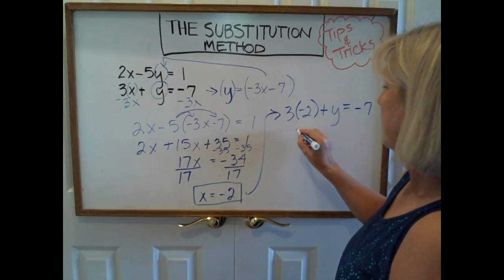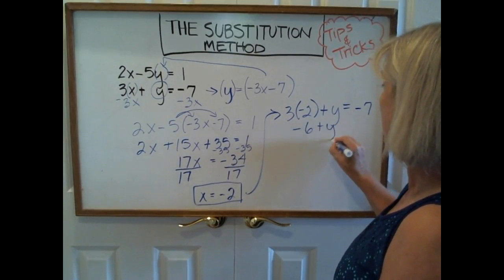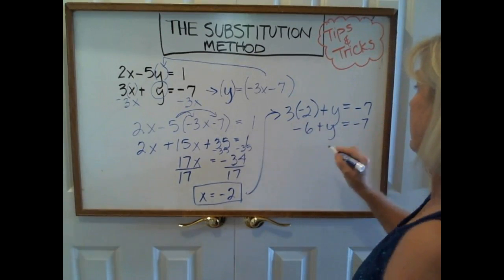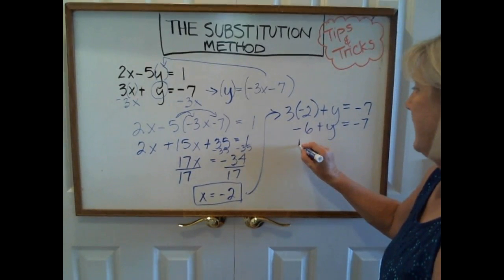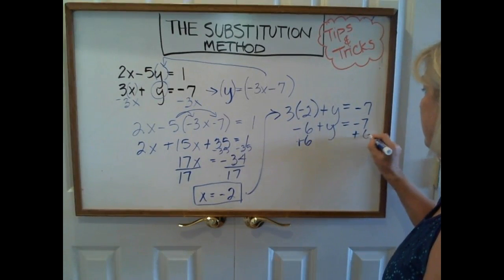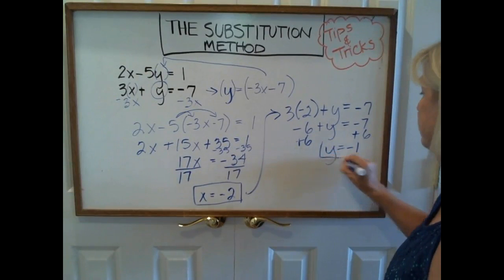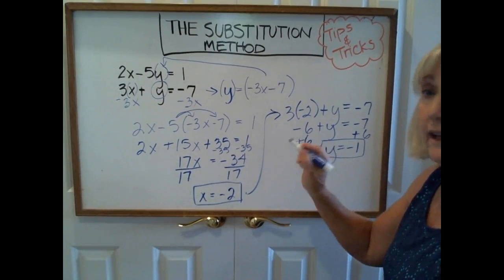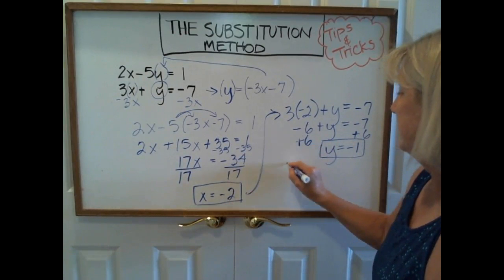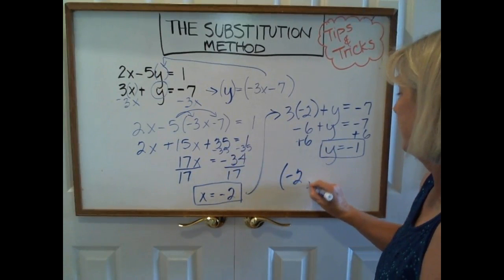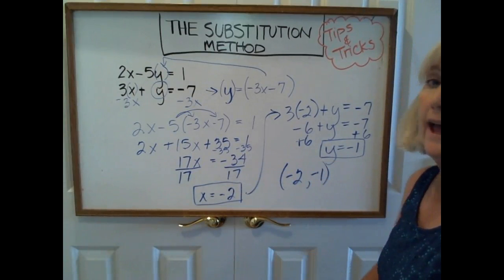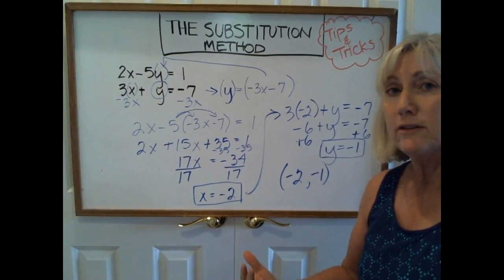So then I do this multiplication, so it's negative 6 plus y equals negative 7. And then I'm going to add 6 to both sides, and I get y equals negative 1. So our final answer would be the point negative 2 comma negative 1. And that would be our answer to the substitution.